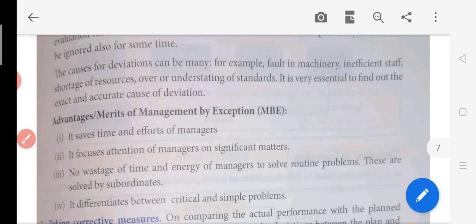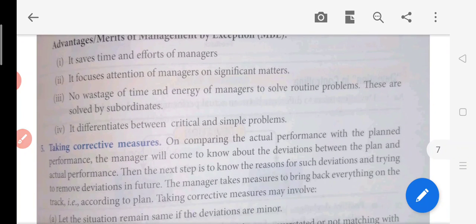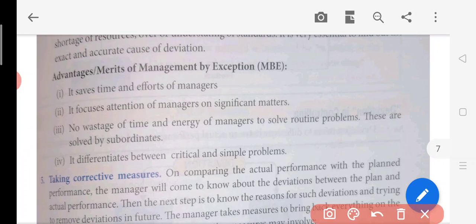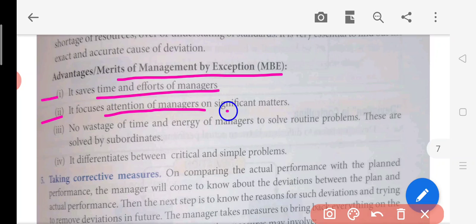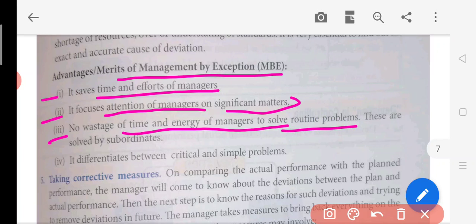Okay. Now after this, what is the merit of this MBE? It saves time and effort for the manager, because you're focusing not on the minors, only on the majors. So it saves a lot of time of the manager. Second, it focuses the attention of the manager on important matters. Third point, no wastage of time and energy of the manager to solve routine problems. These are solved by the subordinates. Small problems can easily be solved by the subordinates. They can take care of it. No need to waste the energy of managers here.